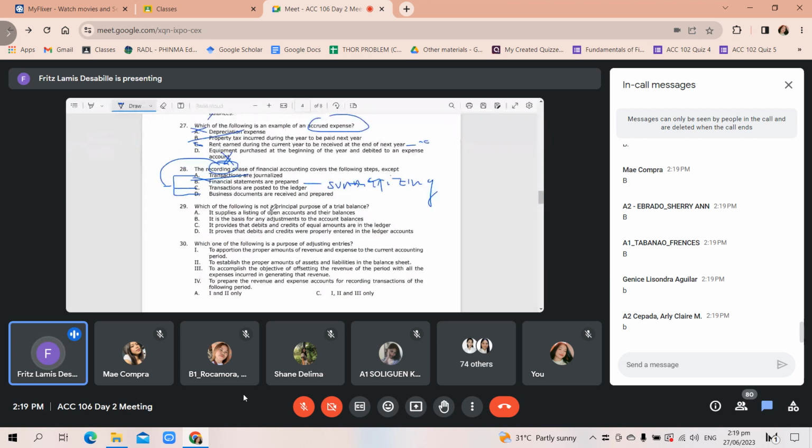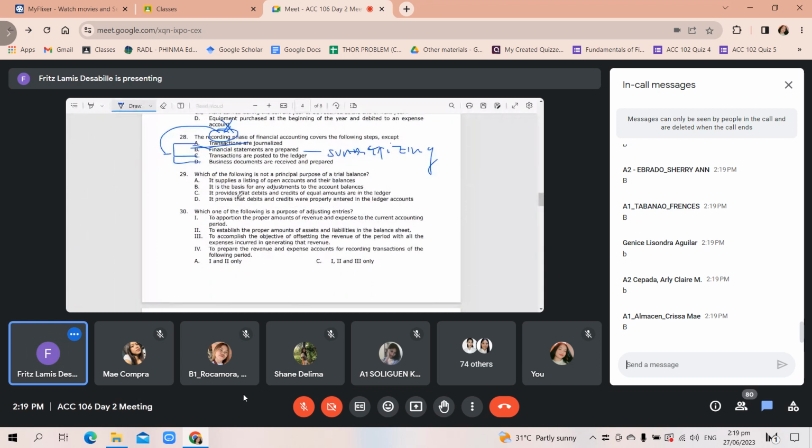So any questions on 28? 29, which of the following is not a principal purpose of a trial balance? Okay. So let's go over. It supplies a listing of open accounts and their balances. Correct. So nakay accounts and nakay debits and credits, their balances. It is the basis for any adjustments to the account balances. Correct?